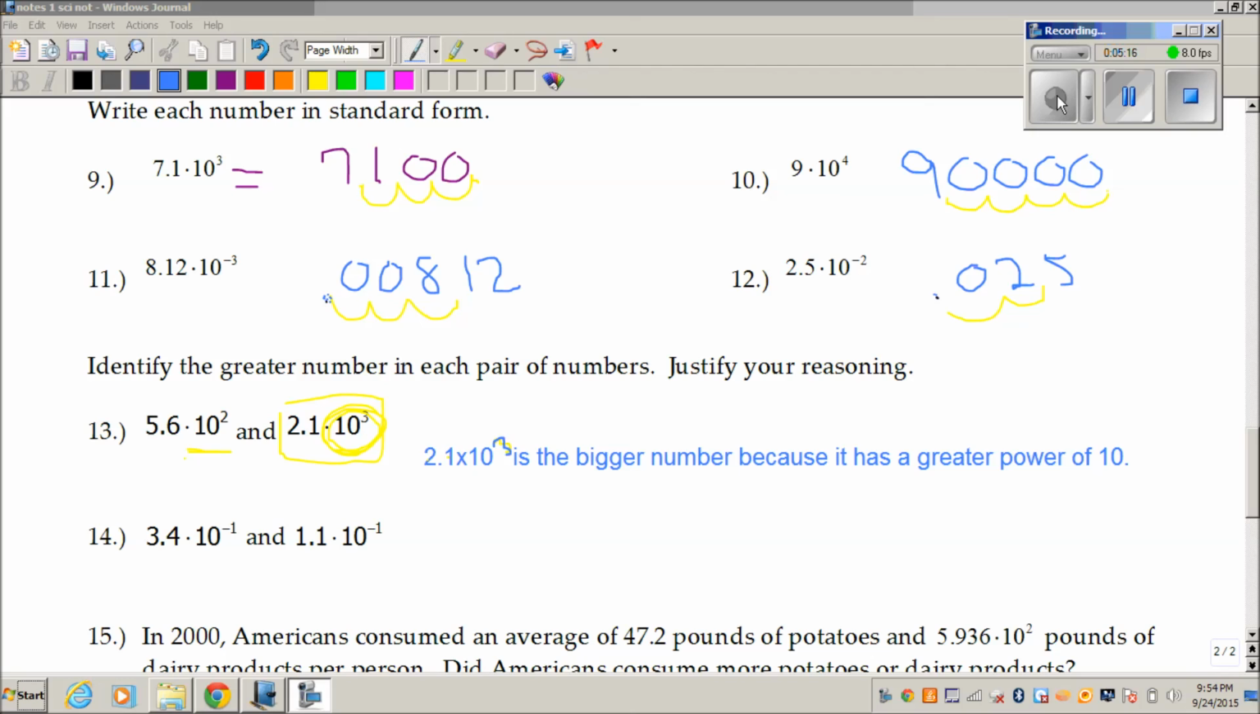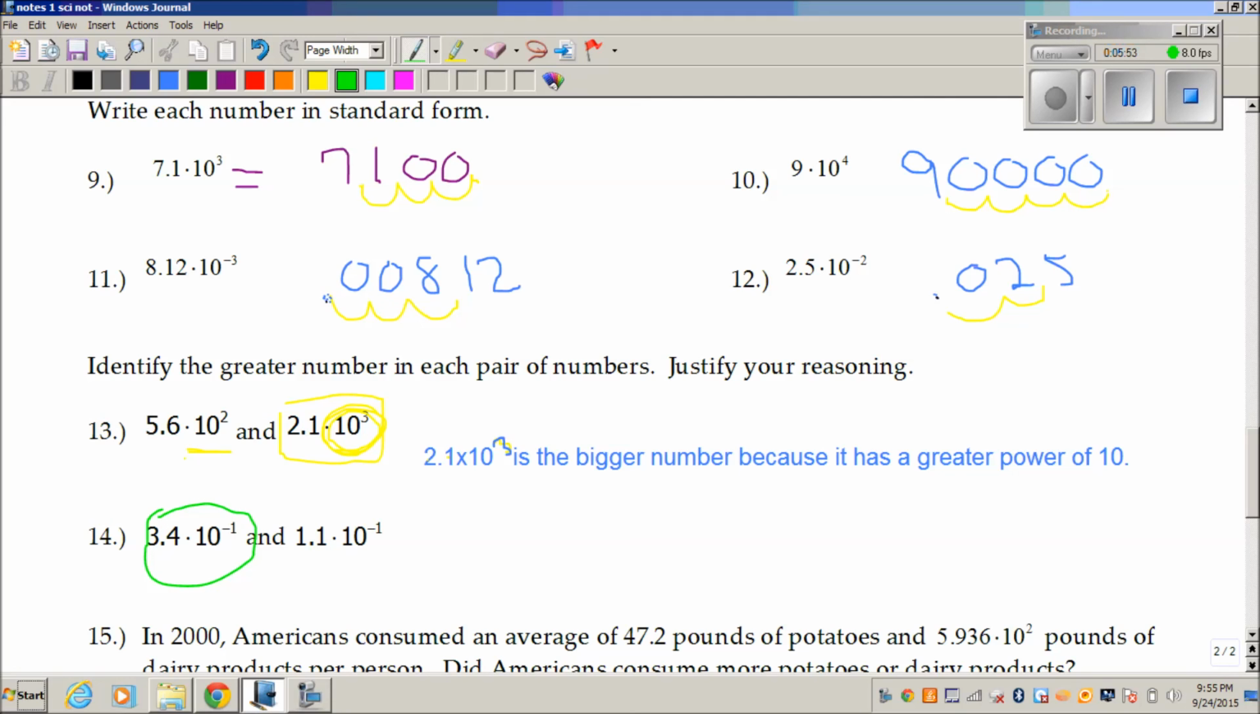Okay, so for number 14, I have 3.4 times 10 to the negative 1 and 1.1 times 10 to the negative 1. So this time, they both have the same power of 10. So that's the first thing I want to compare, is the power of 10. Since the powers of 10 are the same, then I have to look at the coefficients. So since this first one, 3.4, has the bigger coefficient, this is going to be the bigger number because they have the same power of 10.